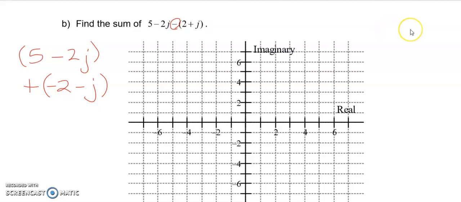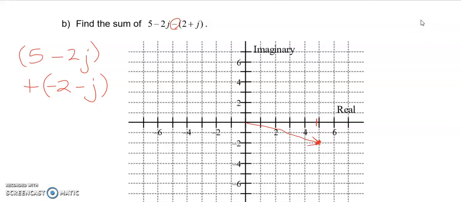So let's graph the first complex number, 5 minus 2j. From the origin, I go 5 to the right on the real axis and 2 down. So we end up at this point right there. Draw your vector. Draw it straighter than I'm drawing it. Draw your vector, your resultant vector.